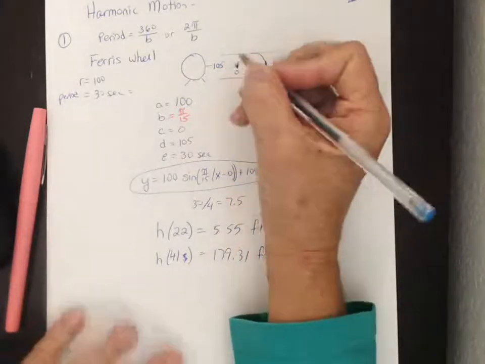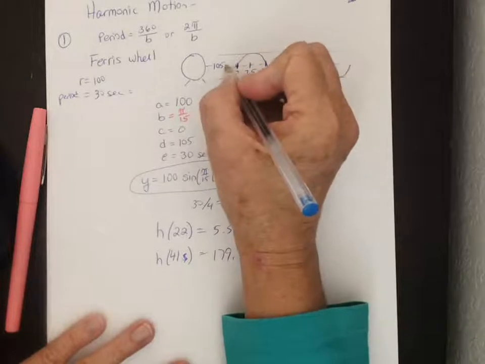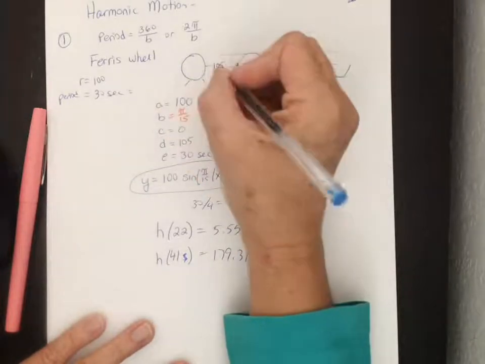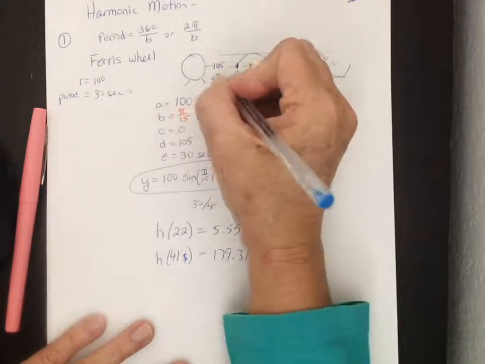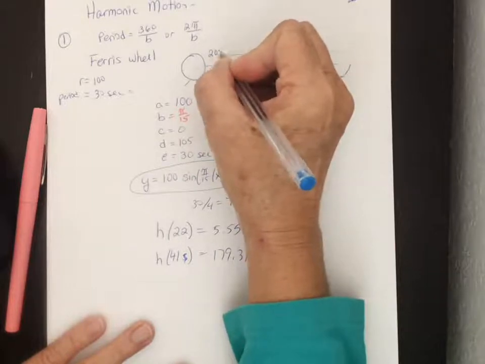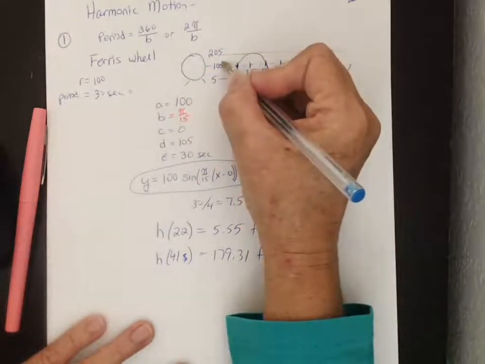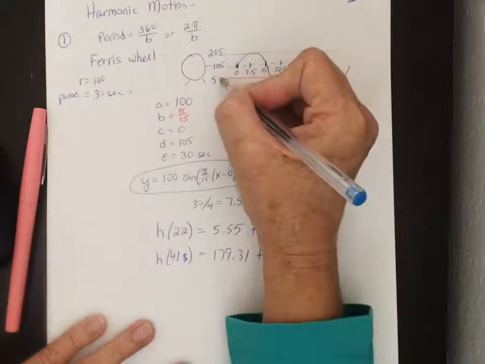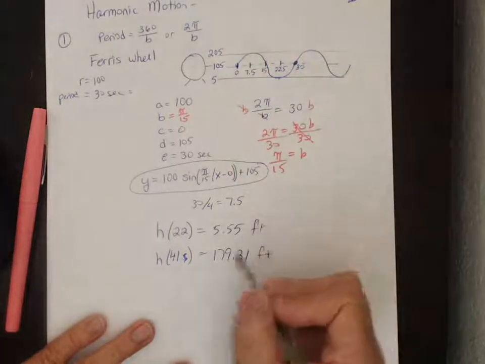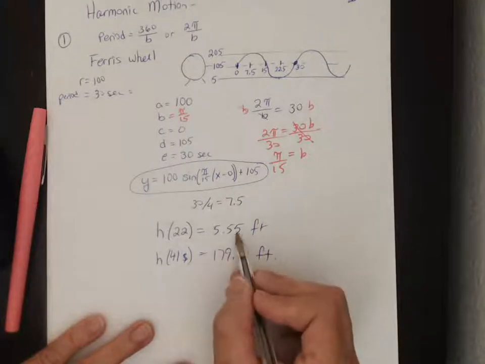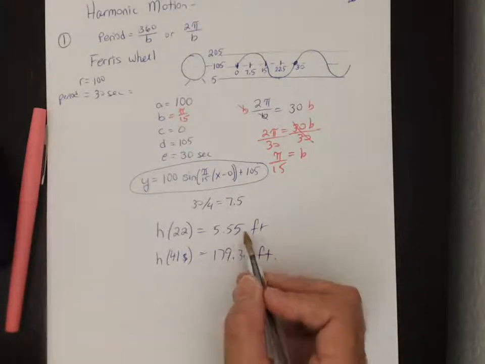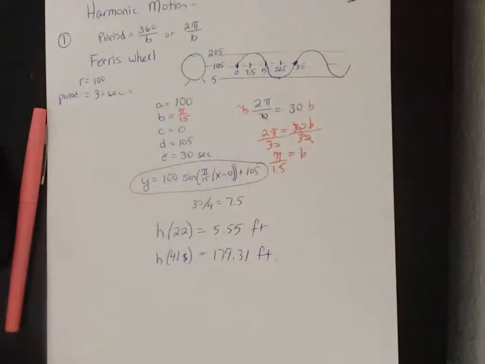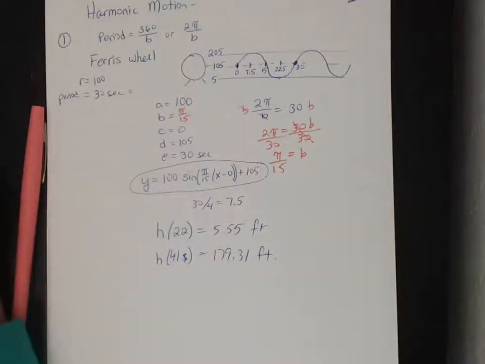Oh, and we didn't put the minimum value here. So the center was at 105. If the radius is 100, the lowest they get is 5, and the highest is 205, because the amplitude plus the center gives you the maximum, and the center minus the amplitude gives you the minimum value. So that makes sense that at 22 seconds, they are almost at the minimum value, since they hit the minimum value at 22.5. And now let's move on to the second problem.